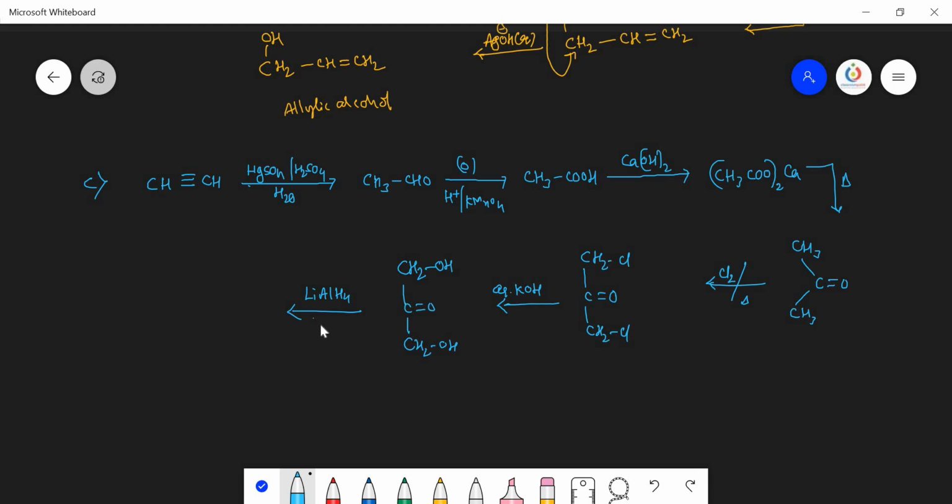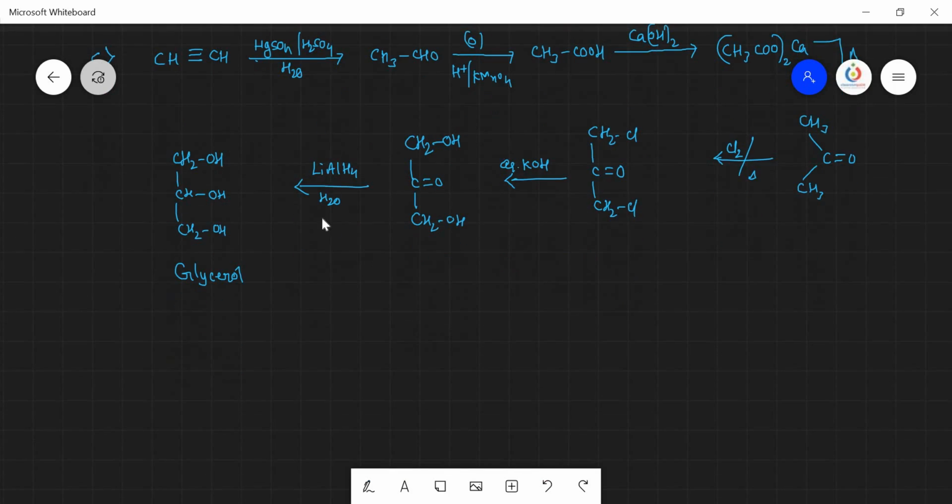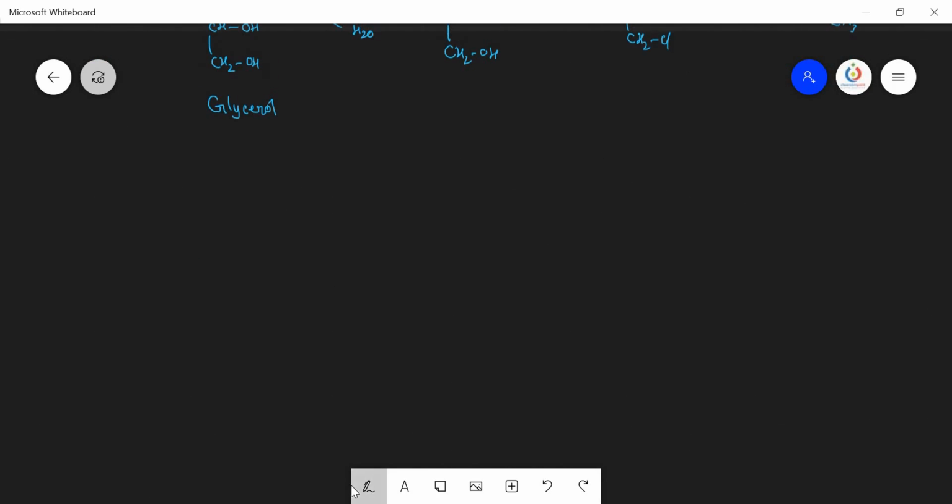Lithium aluminum hydride in the presence of water, H plus. So we get CH2OH, CHOH, CH2OH. This is the glycerol molecule. So in this way we can prepare glycerol from acetylene. These all belong to different lessons, but we are combining them in this question. So let's go for another important question.